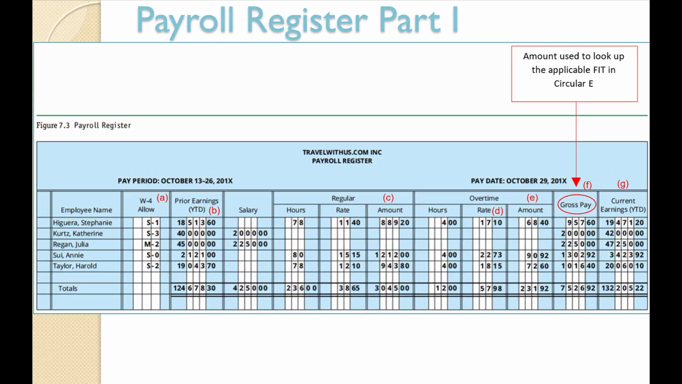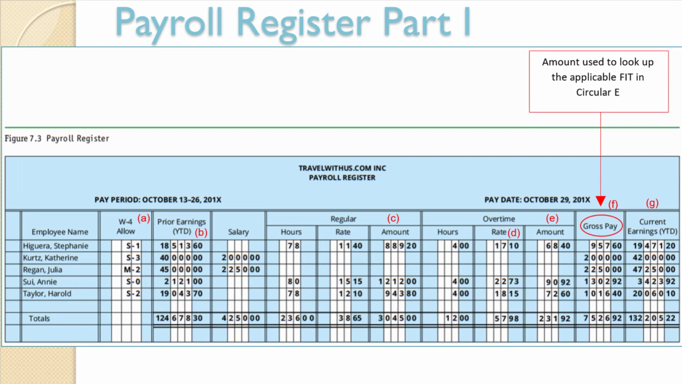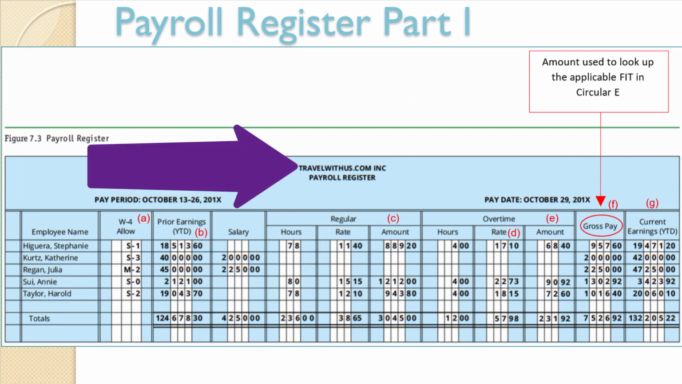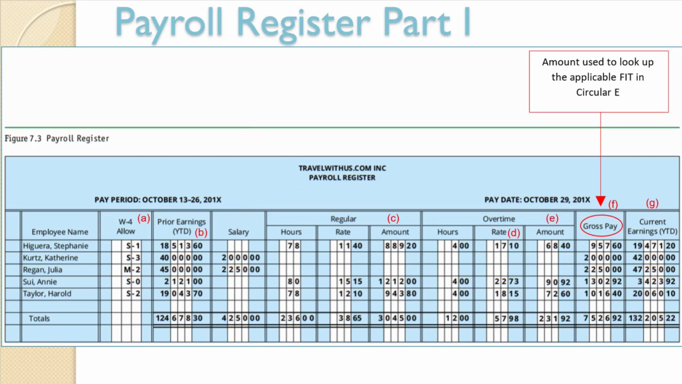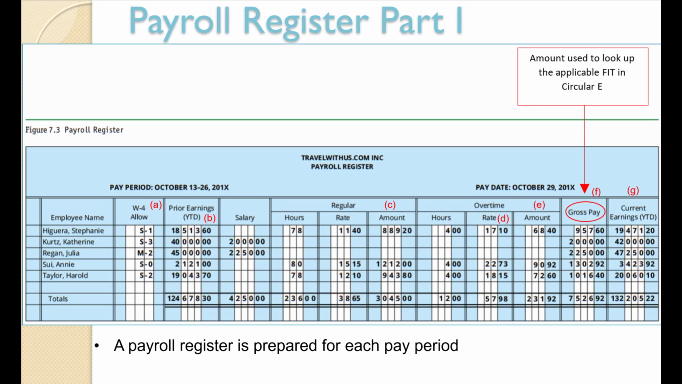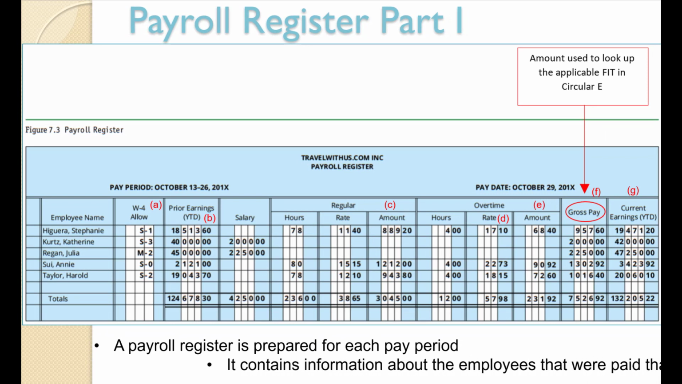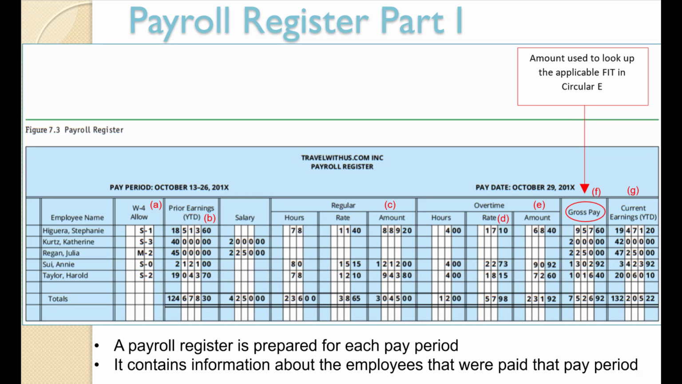The next learning objective is preparing a payroll register. So here's an example of a payroll register. Looks like the name of the company is travelwithus.com, so they must be a travel agency. When you work in payroll, you're going to create a payroll register every time you have a pay period. It contains information about the employees that were paid during that pay period.